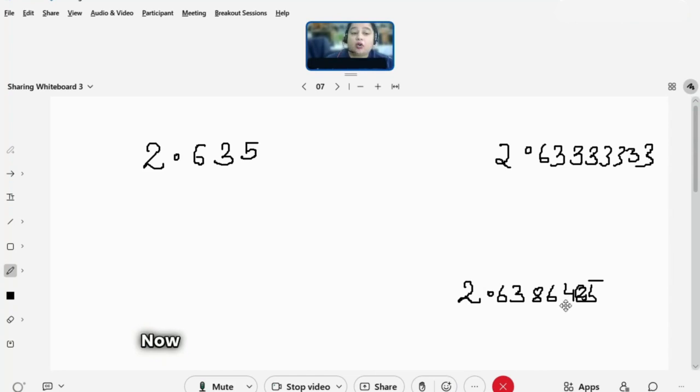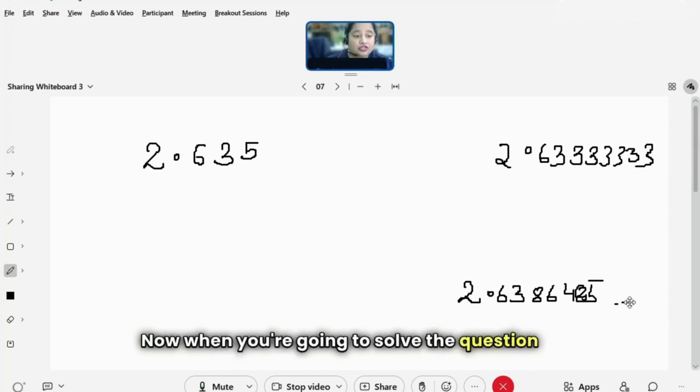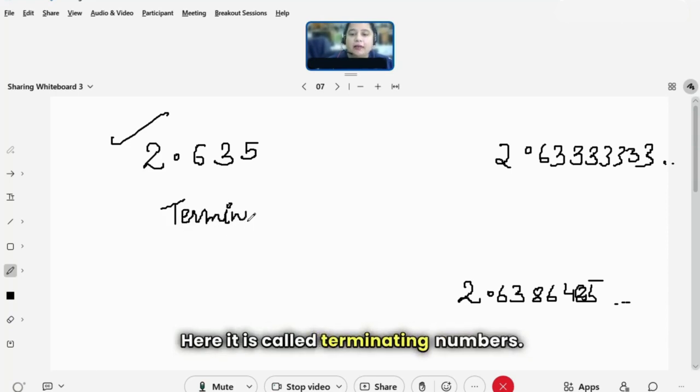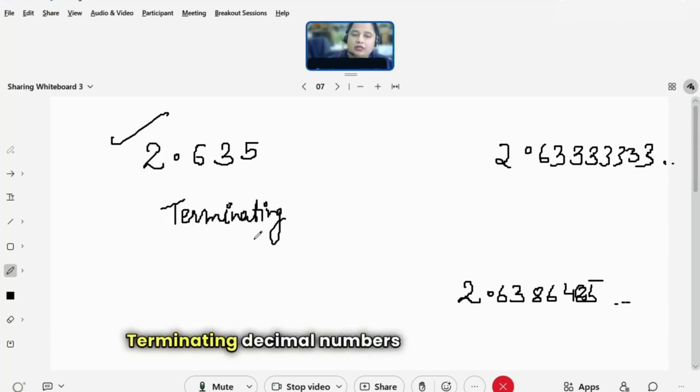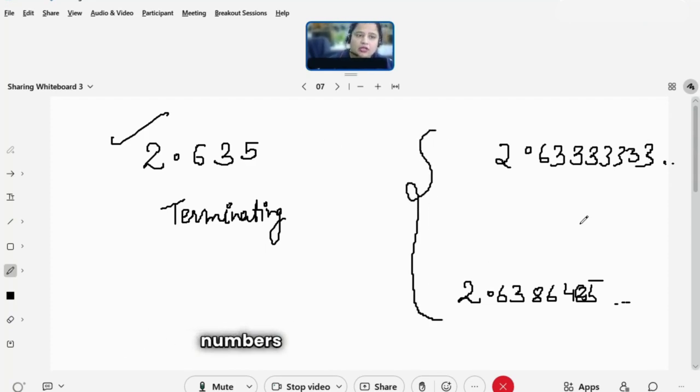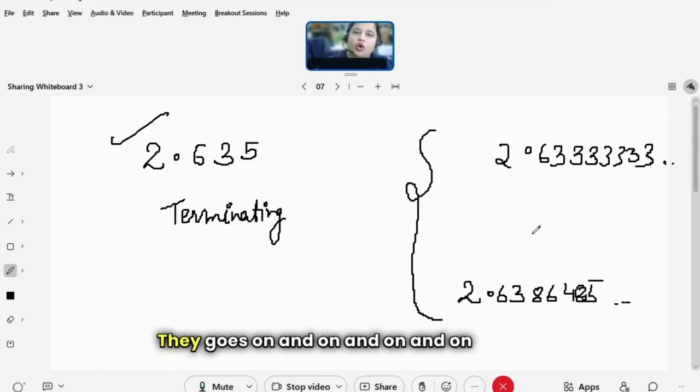Now, in the first case, you got the answer as 2.635. That means the answer stopped here. It is called a terminating number. Terminating decimal numbers are those numbers which terminate after a certain time. 2.63, 2.5, 8.2, these are all terminating numbers. Non-terminating numbers are those numbers which do not terminate. They go on and on and on.